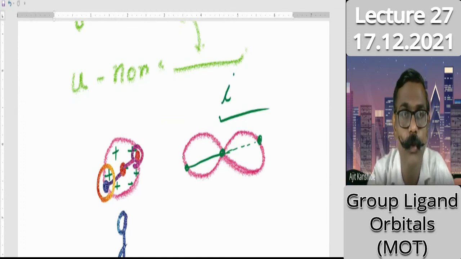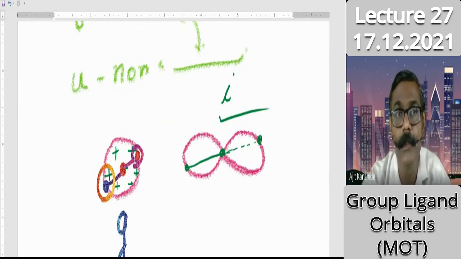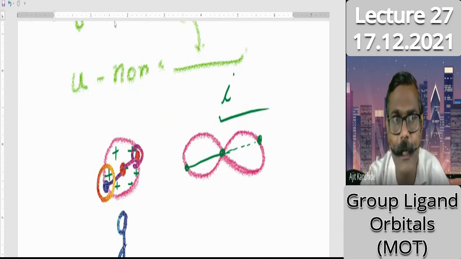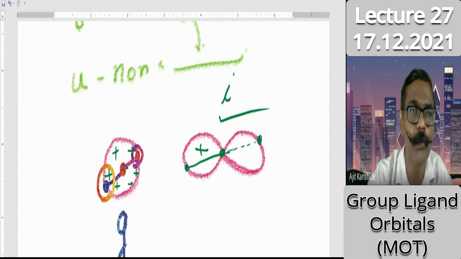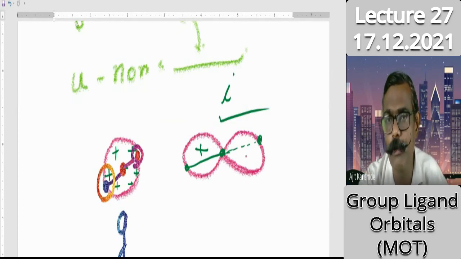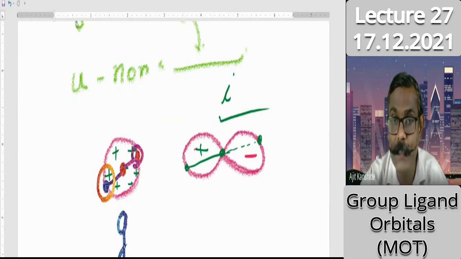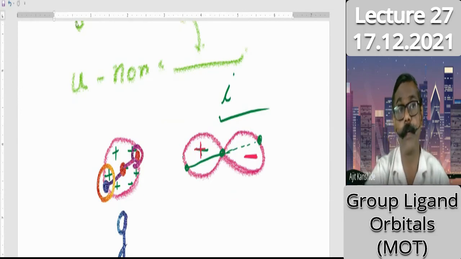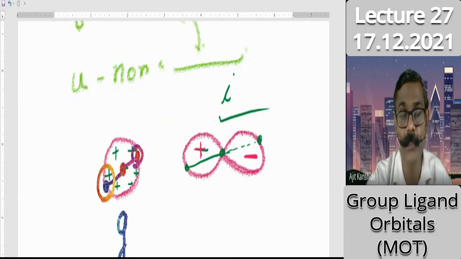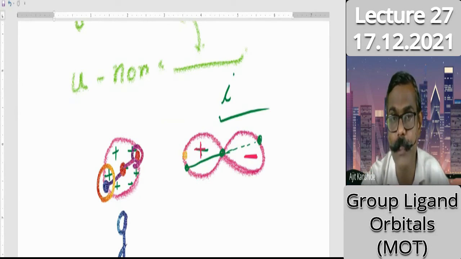But students, we are discussing here the wave function. If it remains positive on one side, what will the wave function be for the other lobe? Negative. One lobe is positive and the other lobe is negative. Now answer my question: is there a center of symmetry? If I start from this point, draw a line up to the center, and extend the line to the same extent, yes, I'm getting a similar point, but see the wave function.